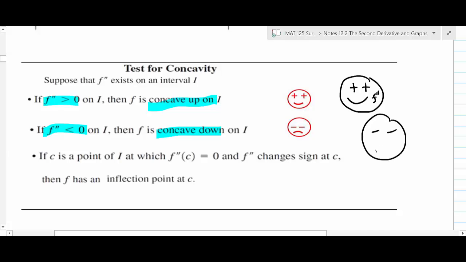Got sad eyes, concave down. That's how you remember that then. Okay, all right, I saw that in a book years ago and thought that was pretty clever. It's stuck with me forever.